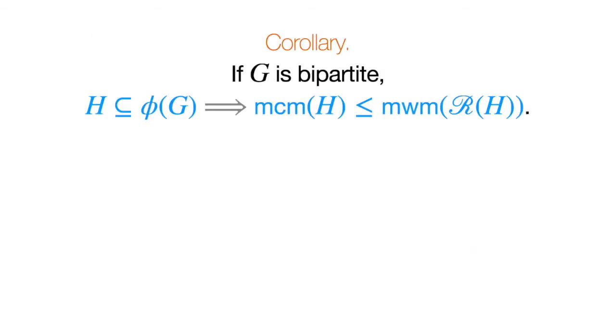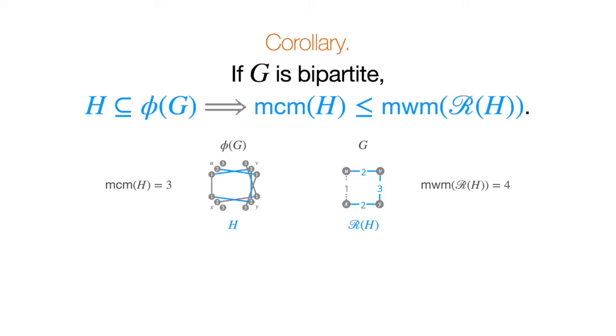An easy corollary of the unfolding theorem from a few slides ago is that in bipartite graphs, refolding can only help in terms of the matching size. Using the example from the previous slide, the subgraph H of the unfolded graph has a maximum matching of size 3. After refolding H, we obtain a subgraph of G with a maximum matching of size 4.